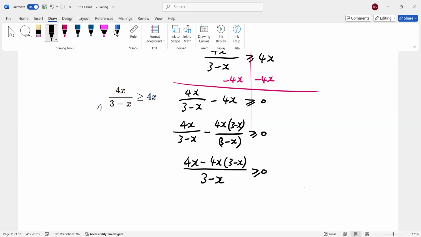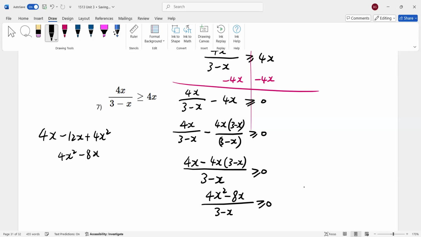I can do the simplification here. 4x minus, well, let's distribute to remove the parentheses. Negative 4x times 3, negative 12x. 4x minus 12x, and then plus 4x squared. Let's see, double check, 4x minus 12x plus 4x squared. And 4x minus 12x is negative 8x, and 4x squared. 4x squared minus 8x. So that is the top. 4x squared minus 8x. Denominator is 3 minus x.